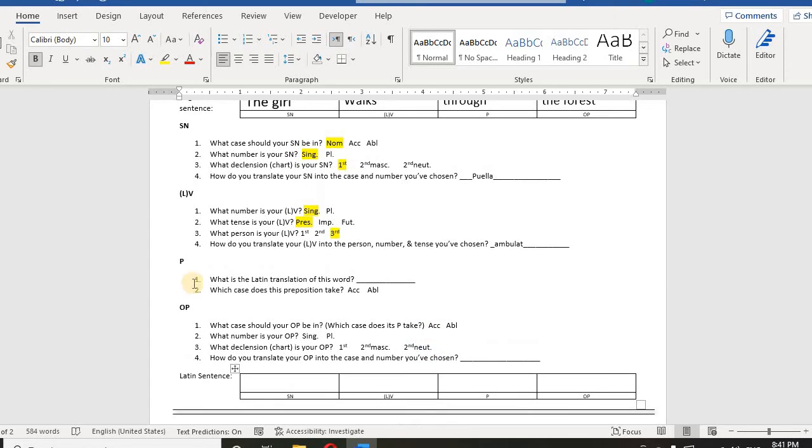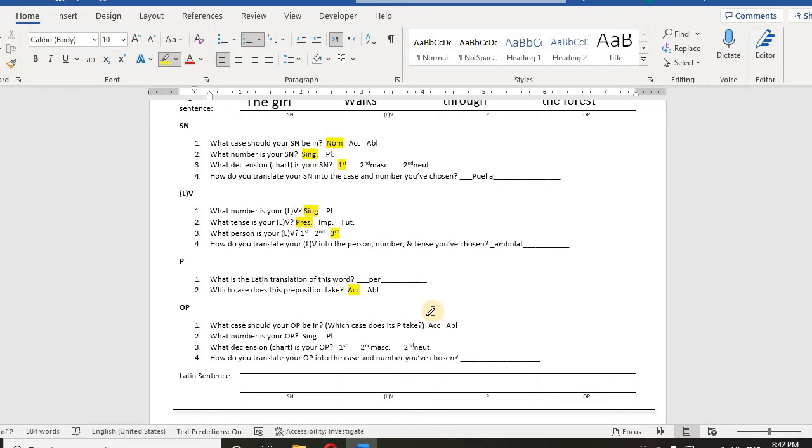Preposition is really easy. What is the Latin translation for the word through? We have learned that as per. And then the second question asks, what case does this preposition take? Your only options are accusative or ablative. If they're in the song that we've been singing and in the chapters that we've learned so far, it's accusative. Ablative has a few other options, but there's only like 10 to 15 of them. So far all you've done is accusative, so that's an easy question.